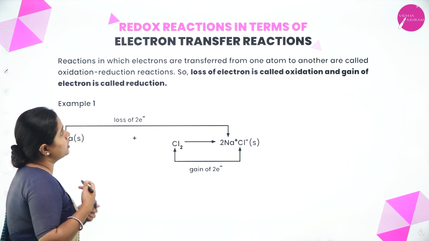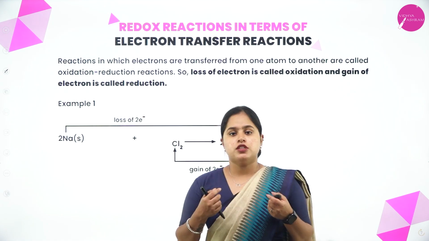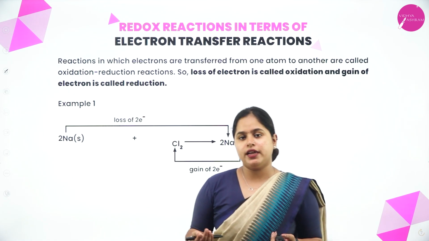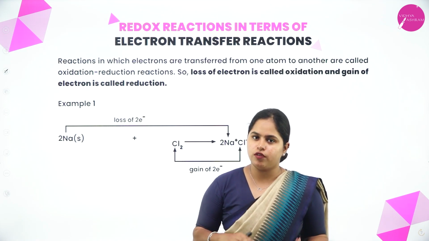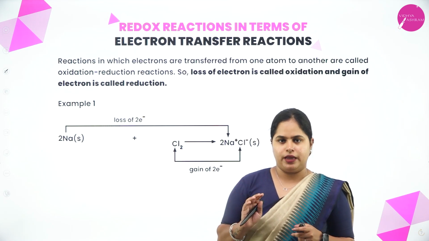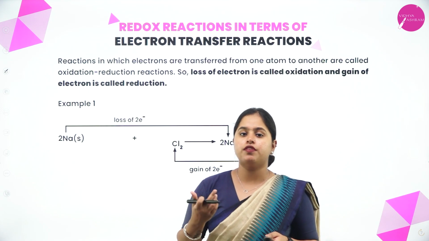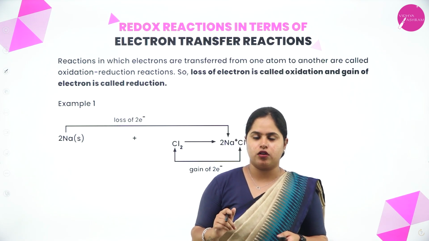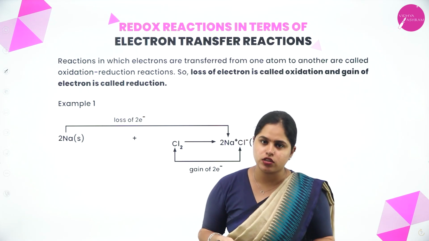Now we are going to see redox reactions in terms of electron transfer. Just now we discussed oxidation and reduction in terms of addition or removal of oxygen and addition or removal of hydrogen. So now we are going to define oxidation and reduction in terms of addition of electrons or removal of electrons. Okay, so loss of electrons or gain of electrons. In terms of electrons we are going to discuss.